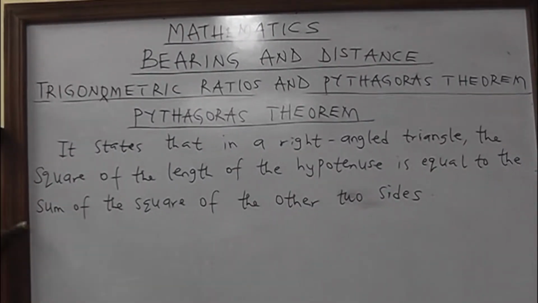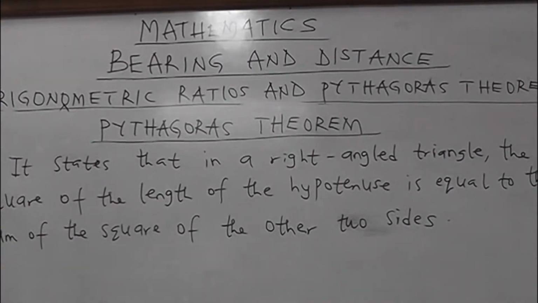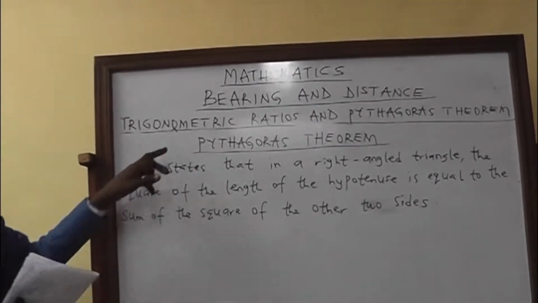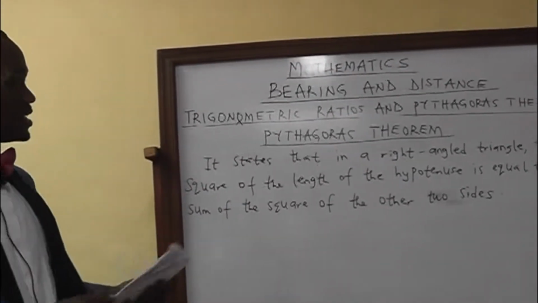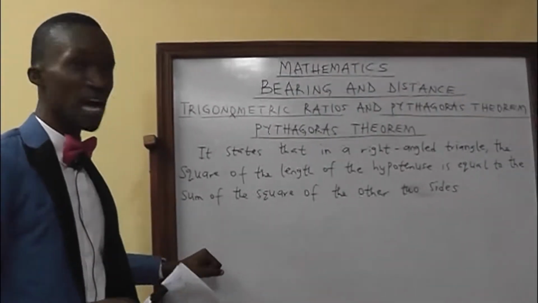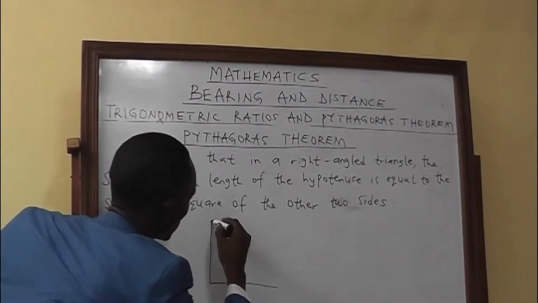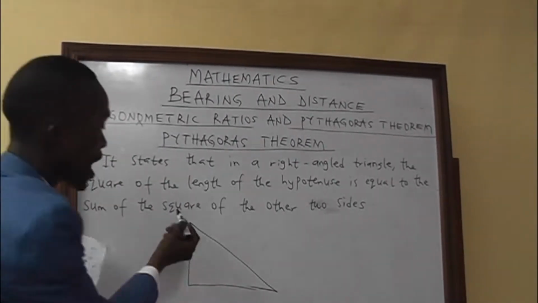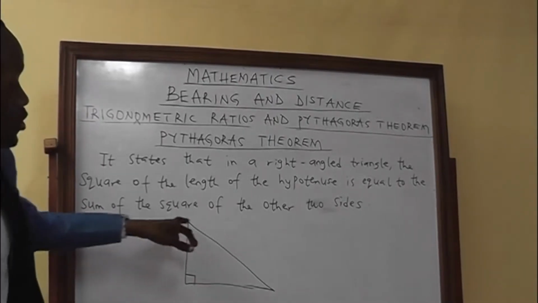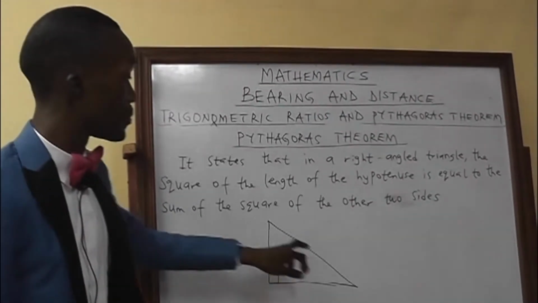Okay. Pythagoras Theorem was named after a mathematician. He looked at a right angle triangle and he observed that when we have a right angle triangle like this, the square of this longest side, as I've explained earlier, this longest side that is facing that angle 90 degrees is called the hypotenuse.